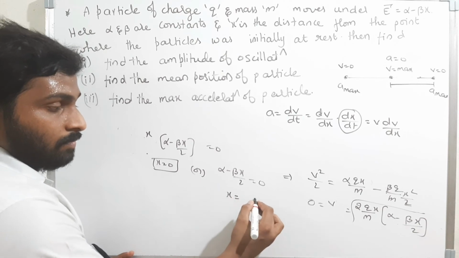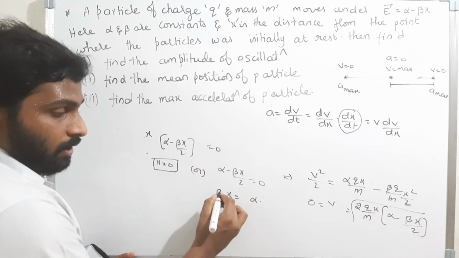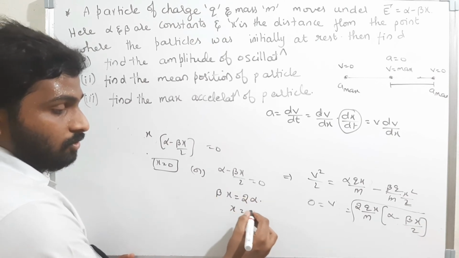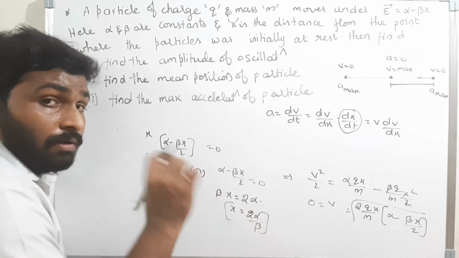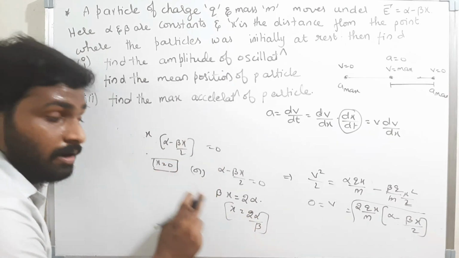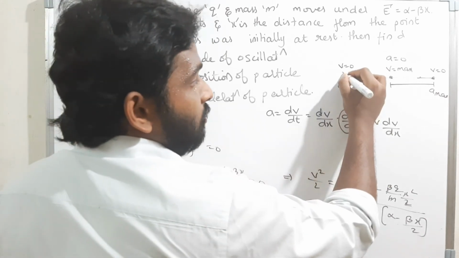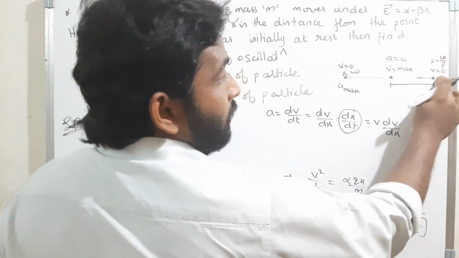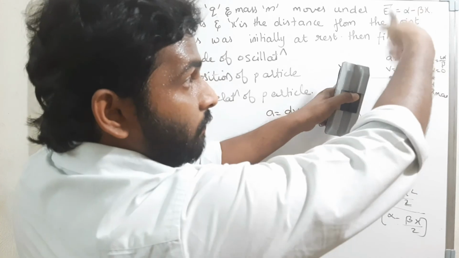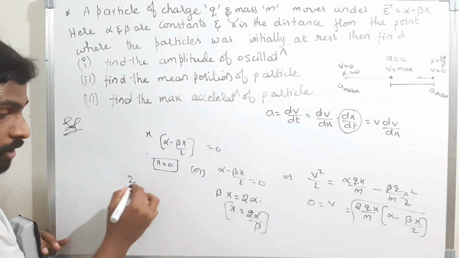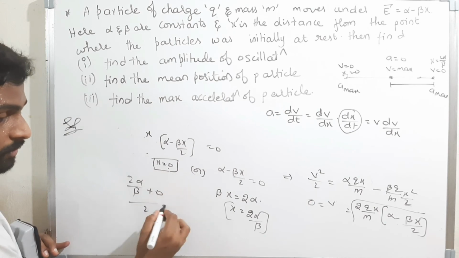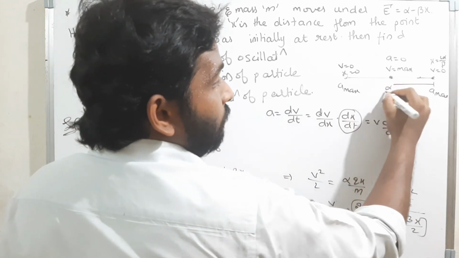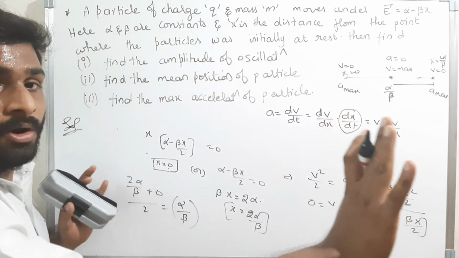Therefore, alpha equals beta x by 2, that is, beta x is equal to 2 alpha, so x is equal to 2 alpha by beta. The velocity of the body becomes 0 when x is equal to 0 or when x is equal to 2 alpha by beta. That means x equal to 0 is one of the extreme positions, and the other is x equal to 2 alpha by beta. Now what is the mean position? The mean position is exactly half of it, that is, (2 alpha by beta plus 0) by 2, which is nothing but alpha by beta. That means the mean position is at x equal to alpha by beta. Okay, well and good. Now I got all the things.